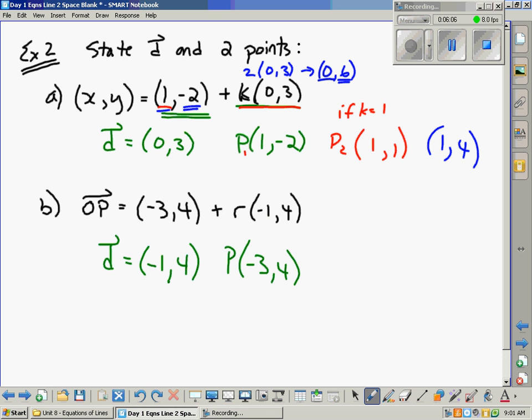To find a second point, then, all we need to do is now choose a value for our scalar multiple. You'll notice the scalar multiple is changed to an R, but that doesn't matter, right? It could be K, L, it's just some letter. So again, the easiest way to find a second point is to let R equal 1. That way, when you do the multiplication, it's really easy. And then the next point then would be -3 plus -1. So a second point would be -3 plus -1 is -4. And then 4 plus 4 is 8.